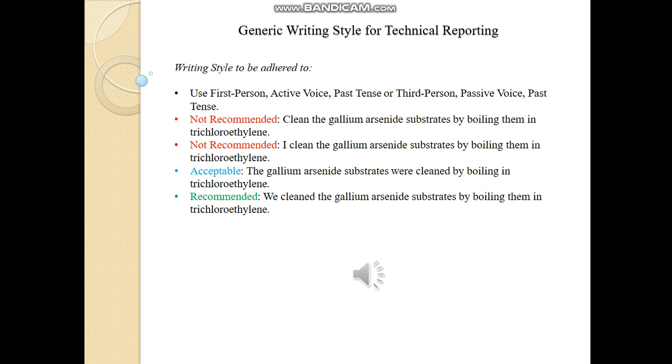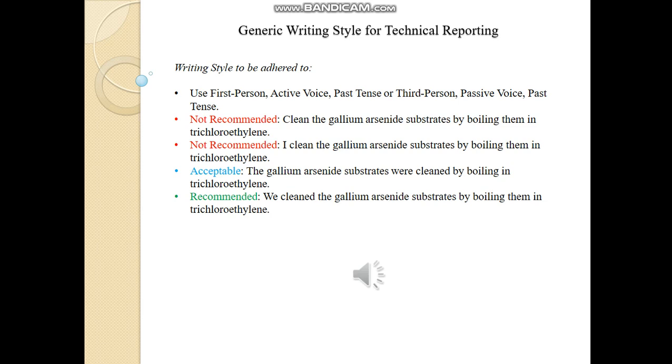Now, an acceptable form of the above sentences is given over here. "The gallium arsenide substrates were cleaned by boiling in trichloroethylene." So this is somewhat an acceptable form of a sentence that you can write in your technical report, because in this you are not dictating and you are also not bigging up yourself. So this is somewhat acceptable.